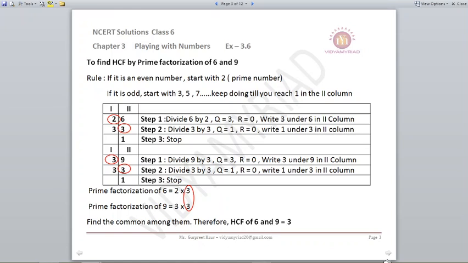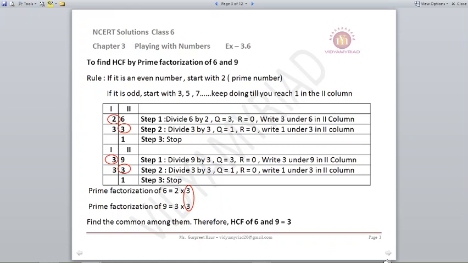So what is the next prime number after 2? It is 3. So 3 is definitely divisible by 3. You will write 3 in the first column and it goes 1 time, so that 1 will come under 3 in the second column. Like this we will keep going till we reach 1.